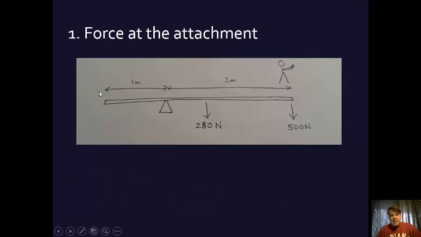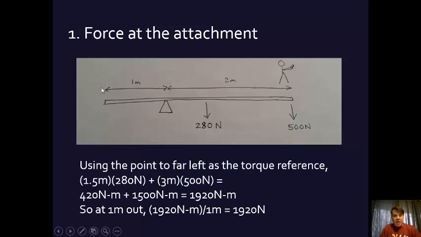So what about the force at the attachment point, the force here? To do this one, I changed my zero point because it's very difficult to figure out the force here if you're making that the center of the torque. So I switched to the end as the reference point, as the zero, and then played it out. So the center is now 1.5 meters in, and still 280 newtons. And the diver is now 3 meters at the other end. And so we'll apply that out.